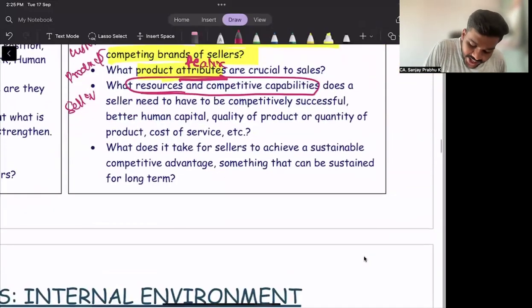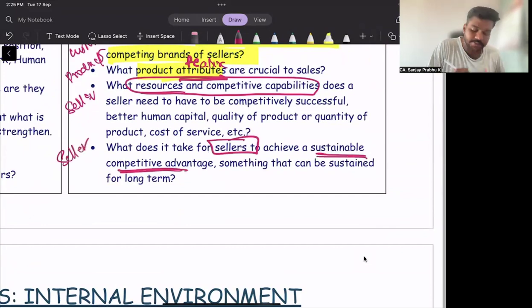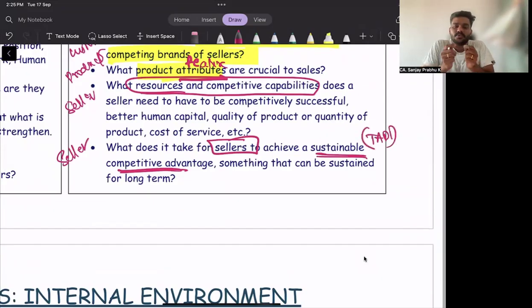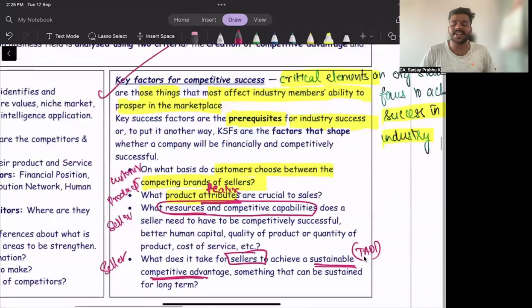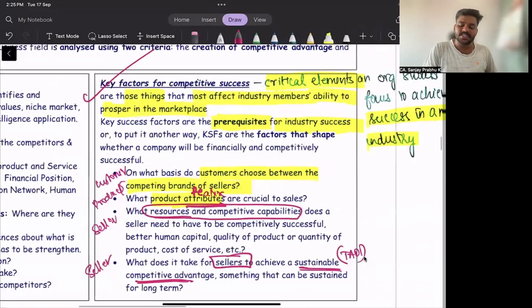Then what does it take for a seller to achieve sustainable competitive advantage? Again we are talking about the seller. In chapter number 3, we have discussed sustainable competitive advantage, something called TADI. I hope you remember: transferability, appropriability, durability, imitability. So what are the things which a seller needs to have sustainable competitive advantage? So this is our first topic, that is key success factor.